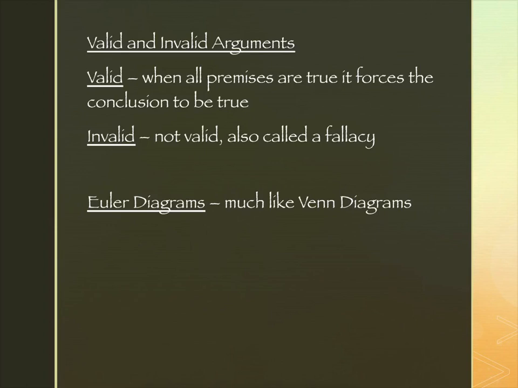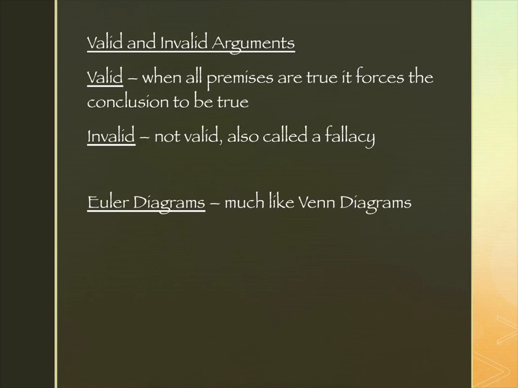A valid argument, or an argument is valid, I should say, when all premises are true, it forces the conclusion to be true. And an argument is invalid or not valid in the opposite case. So also you'll hear the word fallacy used interchangeably with invalid. So an argument can be an invalid argument or a fallacy, or it's valid. That's the other option.